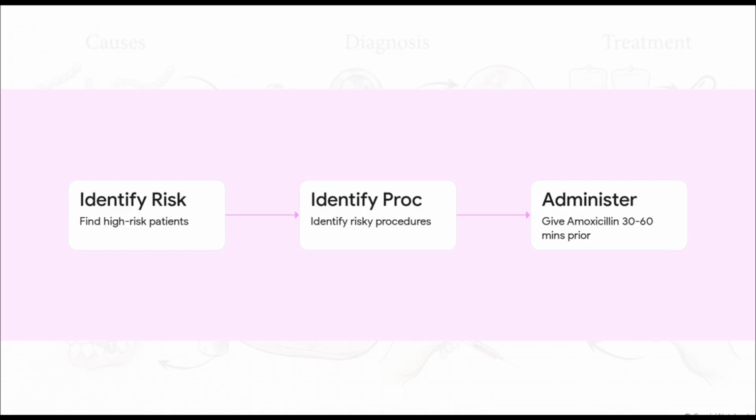Obviously, the best way to win a war is to never let the enemy inside in the first place. We do this by fortifying the gates through prophylaxis. It's a really simple 3-step preventative protocol. First, identify high-risk patients. This is anyone with a prosthetic valve, a history of previous infective endocarditis, specific congenital defects, or a heart transplant. Second, identify risky procedures. And yes, this absolutely includes things as mundane as a routine dental cleaning or a root canal, or a respiratory incision. Finally, you intercept that natural oral flora at the gates by giving the patient a dose of oral amoxicillin 30 to 60 minutes right before the procedure.